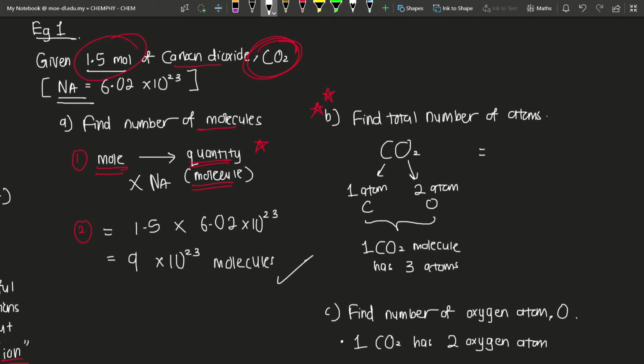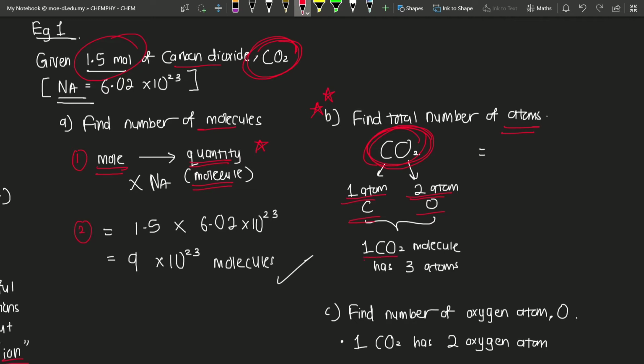Find total number of atoms. Just now I said if the question asks about atom or ion, you guys must be careful. So this question asks about number of atoms. So you got CO2, which is a molecule. You want to find atom. So ask yourself, in one CO2, you got 1 atom carbon and 2 atom oxygen, because you got C and you got O2. So there is 3 atoms in 1 molecule CO2.